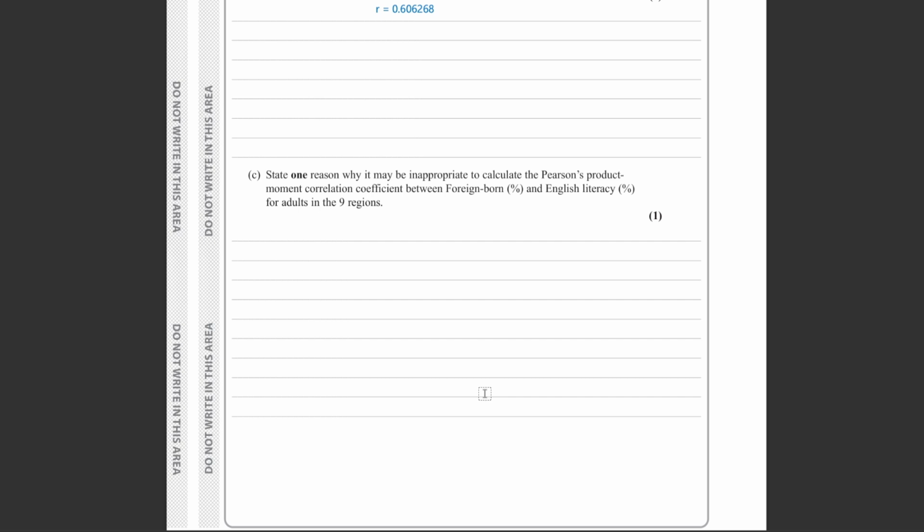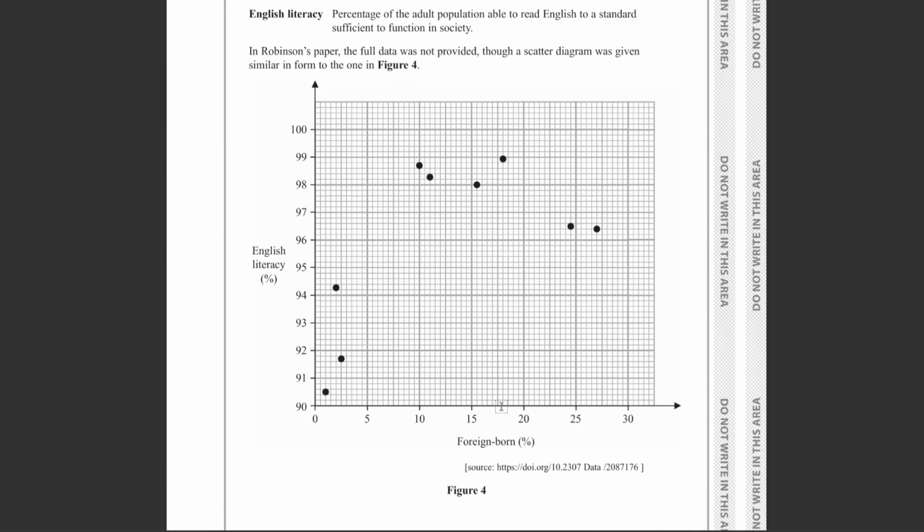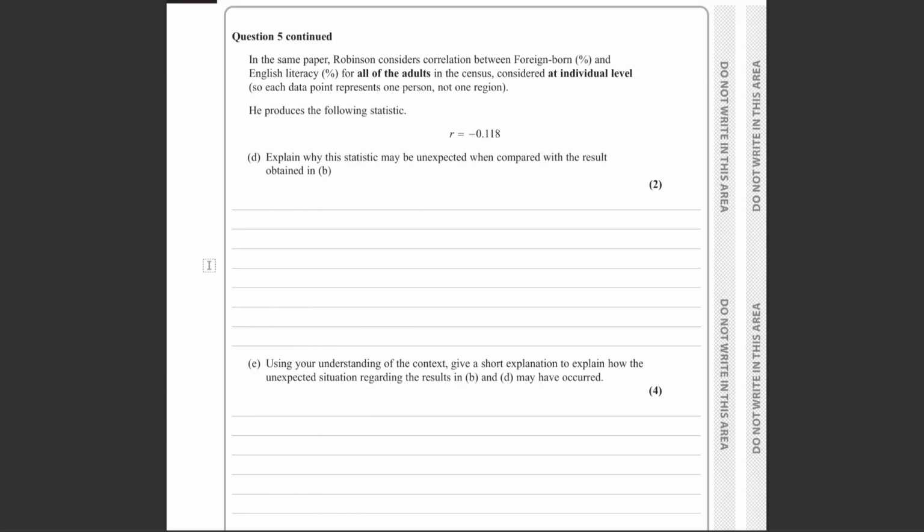In question C, we should state one reason why it may be inappropriate to calculate the Pearsons. And that's because the graph suggests the correlation may not be linear. In question D, we need to explain why the statistics may be unexpected to see the negative value of R. Well, the correlation B is positive, suggesting that regions with more foreign-born residents have higher English literacy rates. The individual level is weak and negative.